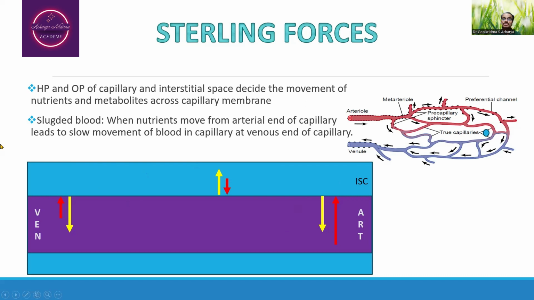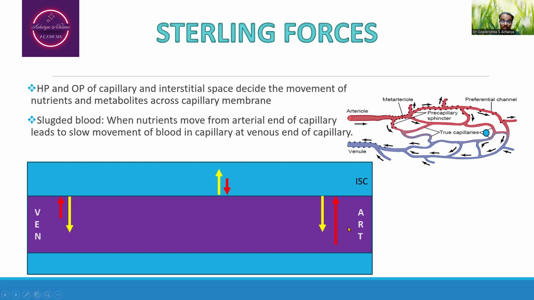But what do you mean by sludged blood? Sludged blood refers to the slow movement of the blood in the capillaries. When you think about the arterial and venous end of the capillary, the movement of the blood happens very slowly at the venous end. Why? The arterial end of the capillary has more water portion, whereas the venous end has less water portion.